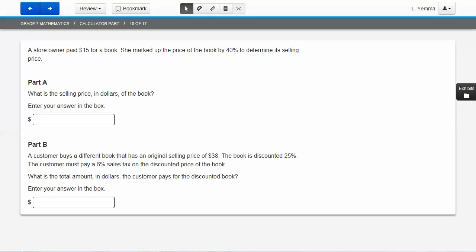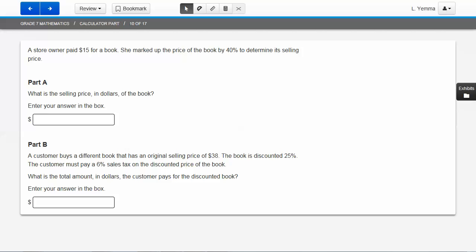A store owner, oh, I should introduce this. This is the calculator section of the PARCC 7th grade practice test, and this will be problems 10 through 17.